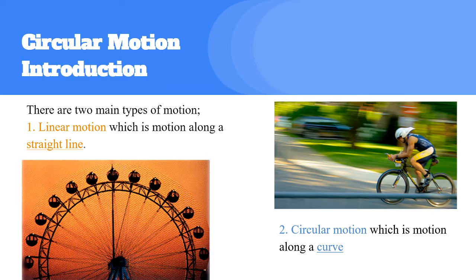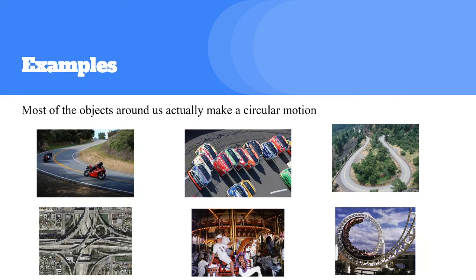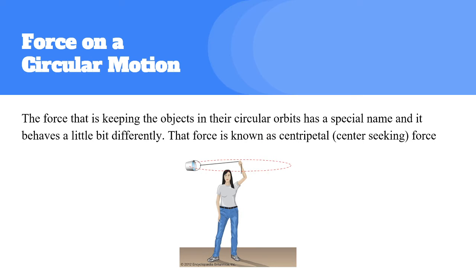Hi guys, I will be talking about circular motion in this video. Alright, circular motion: we basically have two types of motion, one in a straight line, the other in a curve. The one in a straight line is called linear motion and the one in a curve is called circular motion. And we have a lot of different examples of circular motion.